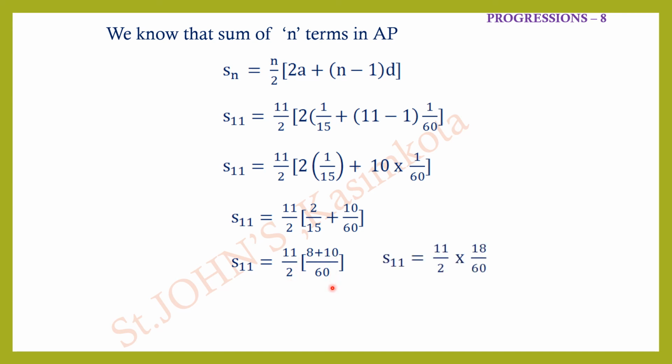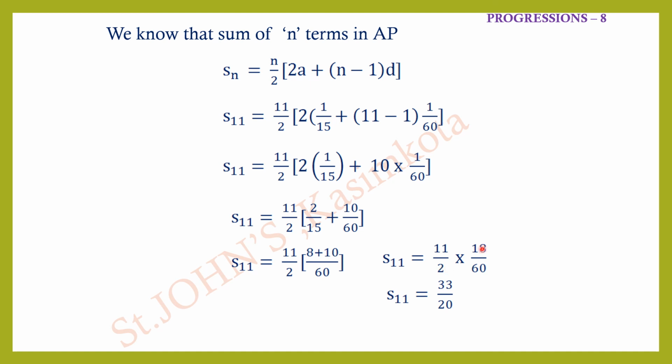Okay. Let the next step. S11 equals 11 by 2 into 18 by 60. So no cancellation. 3 6s are 18, 3 20s are 60. Again, clear? Again, 11 into remaining value by 2 into remaining value.